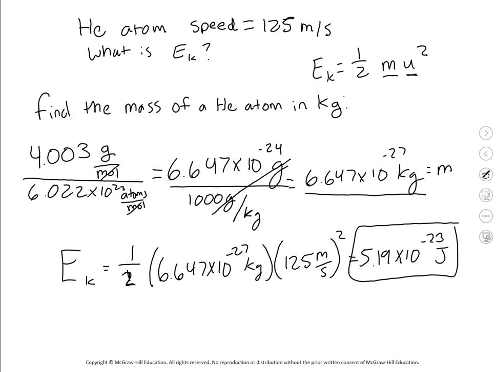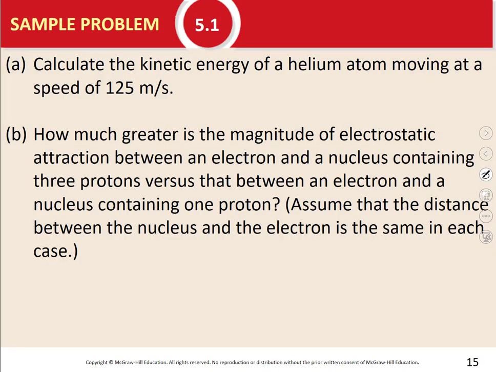All right, any questions with this? Ready to try part B? All right, back to part B. Part B says, how much greater is the magnitude of electrostatic attraction between an electron and a nucleus containing 3 protons versus that between an electron and a nucleus containing 1 proton, assuming that the distance is the same in each case? Whew. A lot of words there.